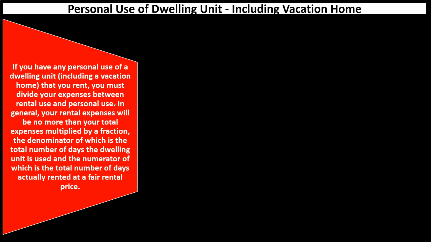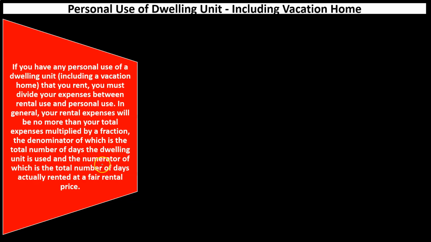Obviously, on the income side of things, everything that we got that was income is, of course, rental income and applied to the rental proportion, because that's the rental income side of the income statement that came from the rental property portion of whatever we did. And then we have to think about the expense side of the allocation, how we allocate those expenses out if there's something other than business use for that property. So in general, your rental expenses will be no more than your total expenses multiplied by a fraction, the numerator of which is the total number of days actually rented at fair rental price, and the denominator of which is the total number of days the dwelling unit is used.